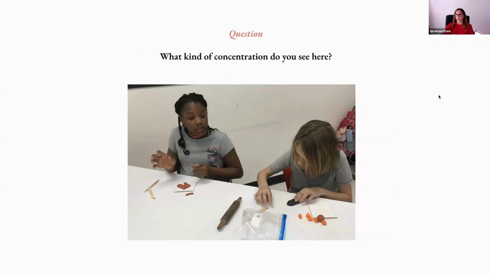I have another question for you, just to see if you guys are still with me. Are you guys still with me? So what kind of concentration do you see here in this picture? I'd love to see if you can notice that. Just after I told you about the four artistic processes that children should go through, I'm curious if you can identify any of them.